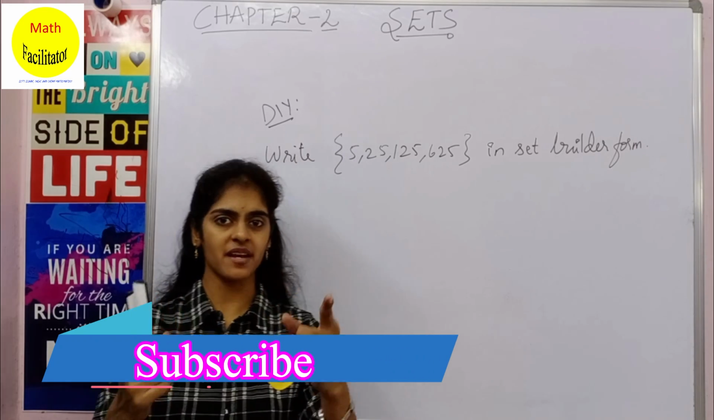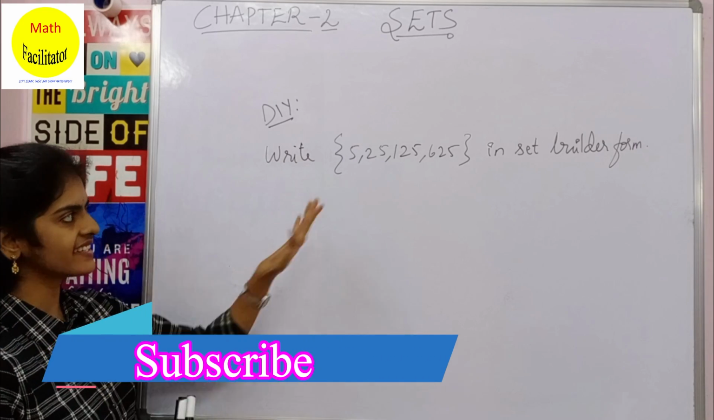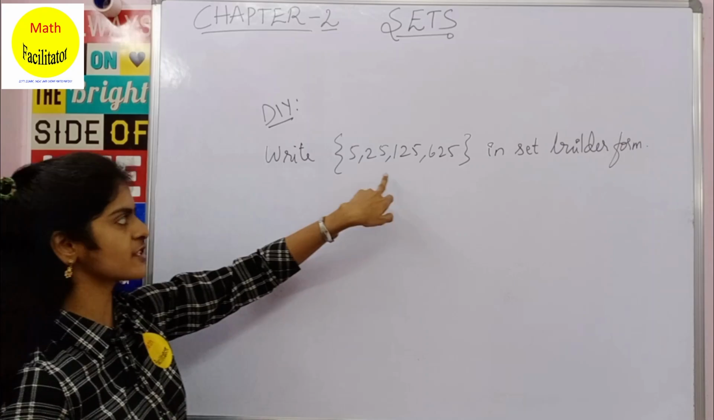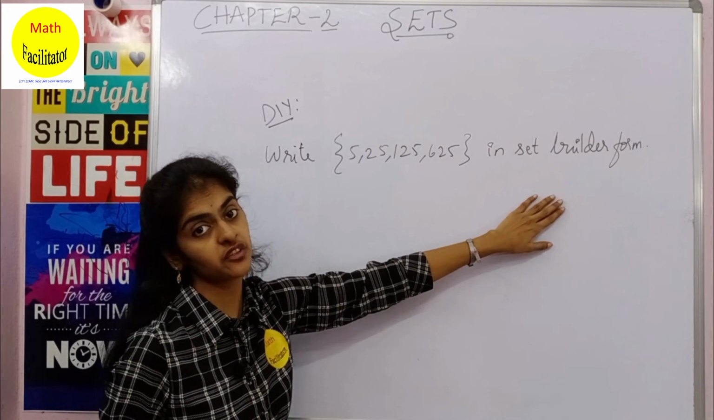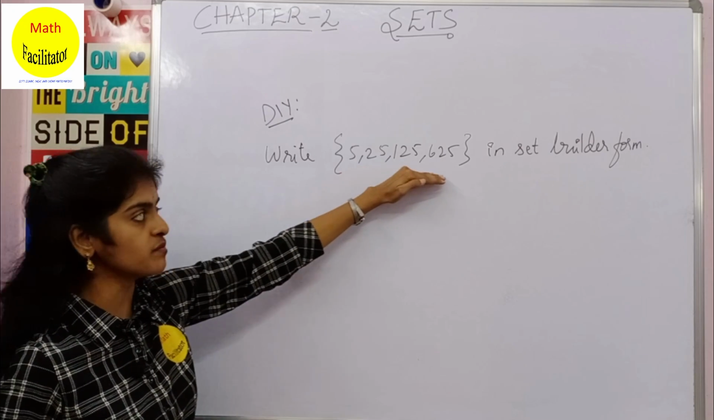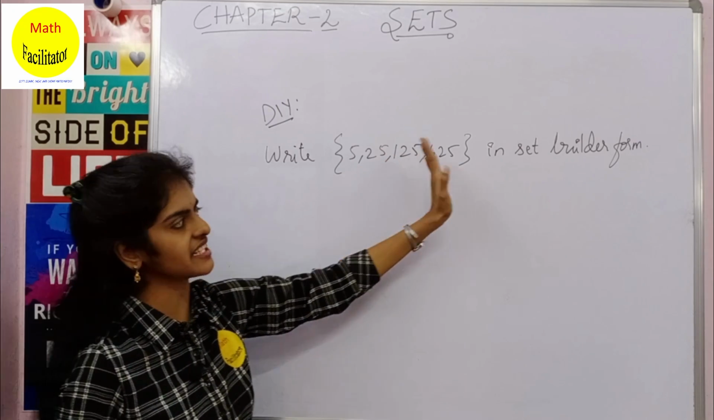So now it's your time to do it yourself. You have to write this set in set builder form. You can see this is roster form since the elements are listed. So you have to convert it into set builder form. For that, you have to firstly find some common property in this to convert it into set builder form.